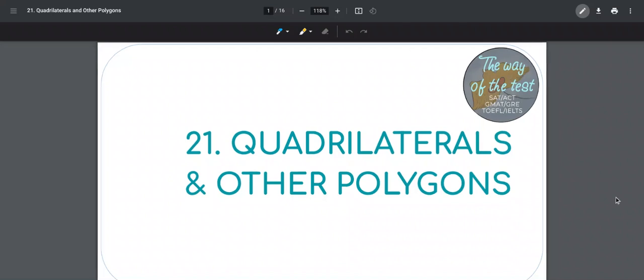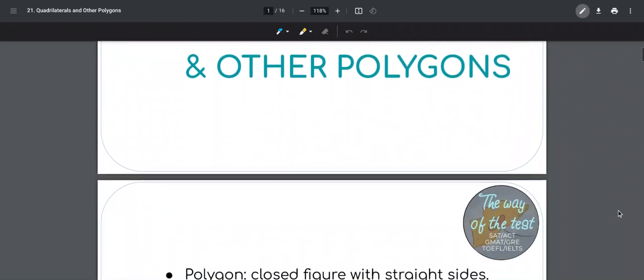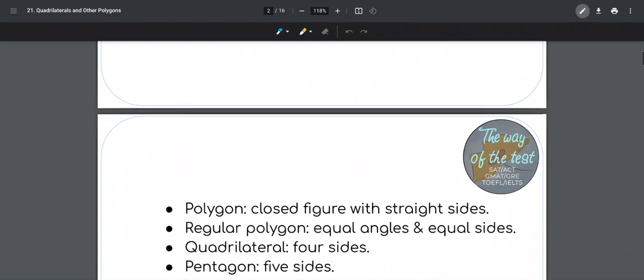Quadrilaterals and other polygons. We're going to continue with the geometry section of the math. Okay, copy the title. Most of the time in geometry, in polygons, we just care about quadrilaterals, but we just mention other polygons because sometimes the SAT does get creative with other polygons. Okay, so what is a polygon?